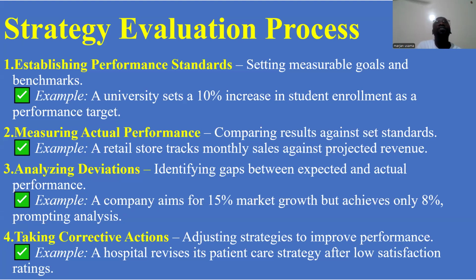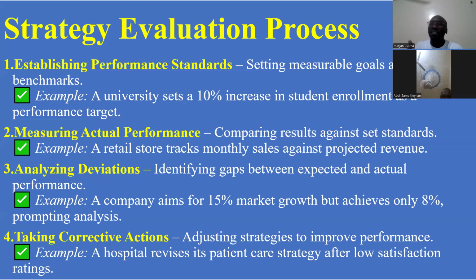Then analyzing deviation, identifying gaps between expected and actual performance. We need to analyze. If we said we wanted 10 at the beginning of the year and we have 5%, there is a deviation of 5%. So we ask ourselves, why did we not achieve this 5%? Then, after that, we take corrective action, adjusting strategy to improve performance.